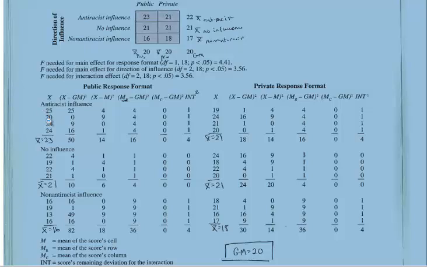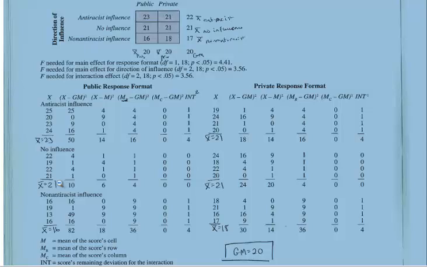We do it for the next person. 20 minus 23 gives us 3. We square that and it gives us 9. The third person, 23 minus the cell mean of 23 gives us 0. We square that 0 and we get 0. The next one was 24. 24 minus 23 gives us 1. We square 1 and it gives us 1.